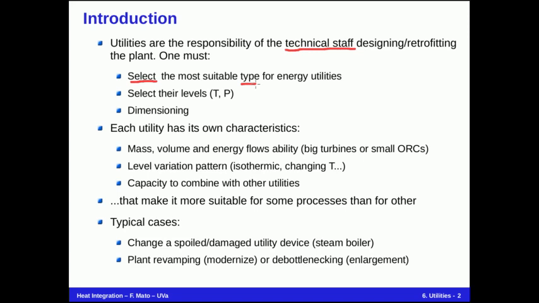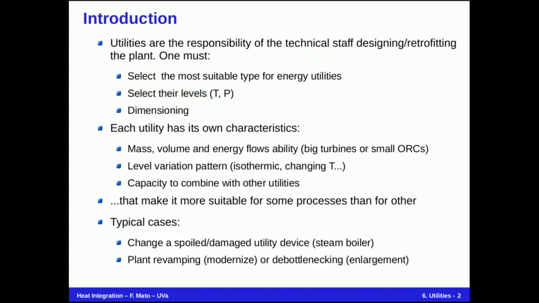Also, select the levels: if this steam is going to be 1 bar G or 6 bar G, or if the flue gas is going to go out of the stack at 120 or 100 Celsius. And finally, with type and level, to dimension it, knowing the heat flow or the cooling flow that you will need in your process for your utility.